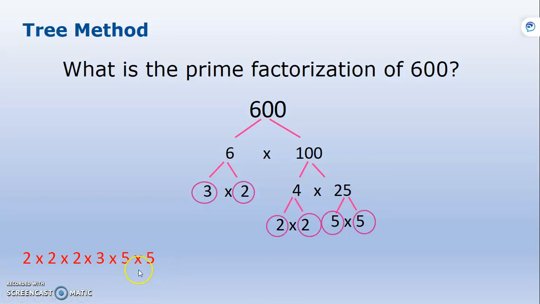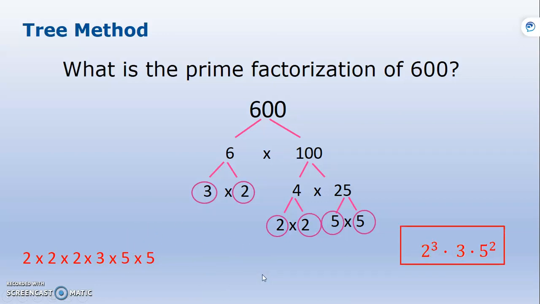Then my next base would be 5, so it'll be times 5, but since there's 2 of them, it'll be 2 for the exponent. So it looks something like this. 2 to the third power times 3 times 5 to the second power. Another way to read this is 2 cubed times 3 times 5 squared. And these dots mean multiplication. You could have written it with the multiplication symbol, the X.